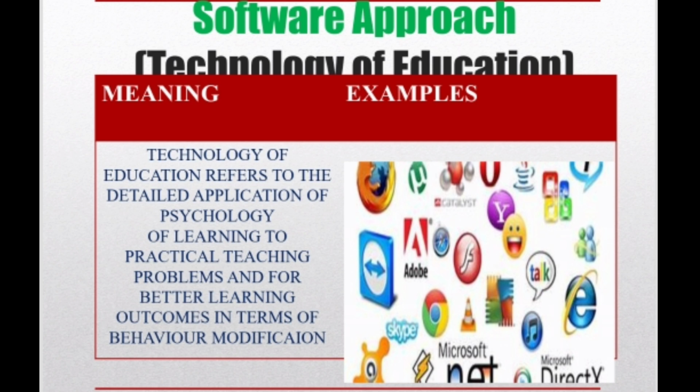Technology of education refers to the detailed application of psychology of learning to practical teaching problems and for better learning outcomes in terms of behavior modification. So basically it is characterized by task analysis, objective formulation, learning method and technology, reinforcement, continuous and comprehensive evaluation. This approach also deals with instructional program. The software in the form of instructional program is called software approach.